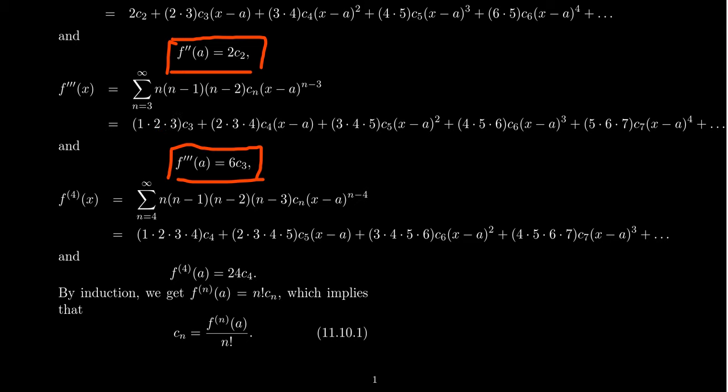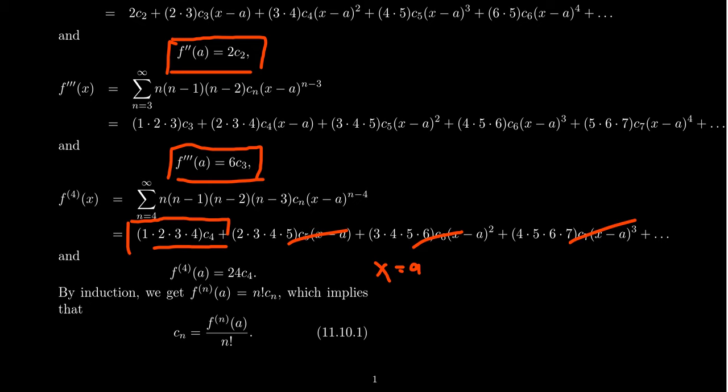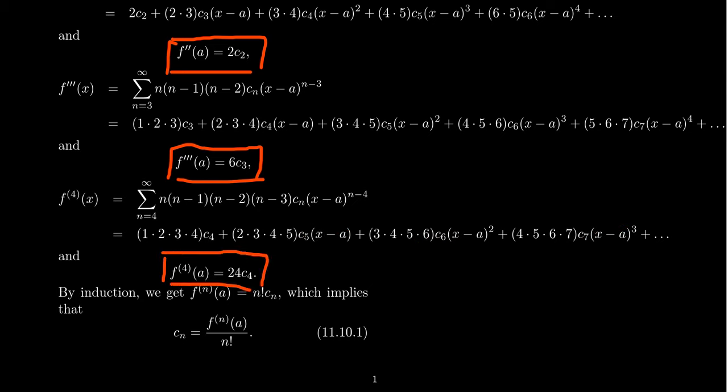And now when you look at the power series for the fourth derivative, you plug in x equals a. Again, all of the x minus a's will cancel out. You're left with just 1 times 2 times 3 times 4 times c4. That's 24c4. And then if we plug in a into the fourth derivative, we get the following equation. The fourth derivative value at a is equal to 24 times c4.